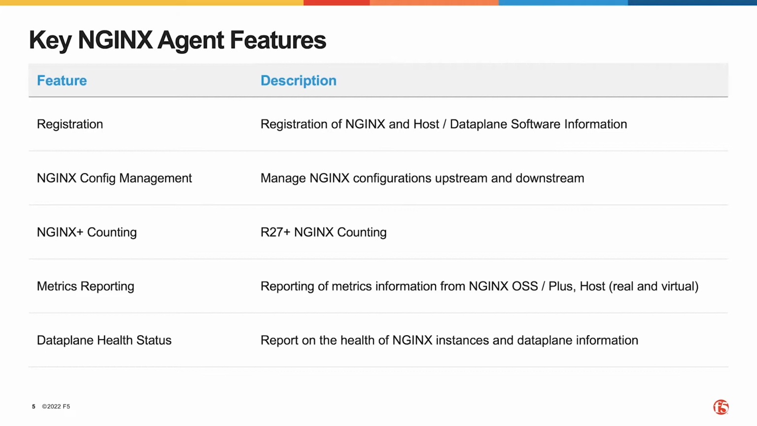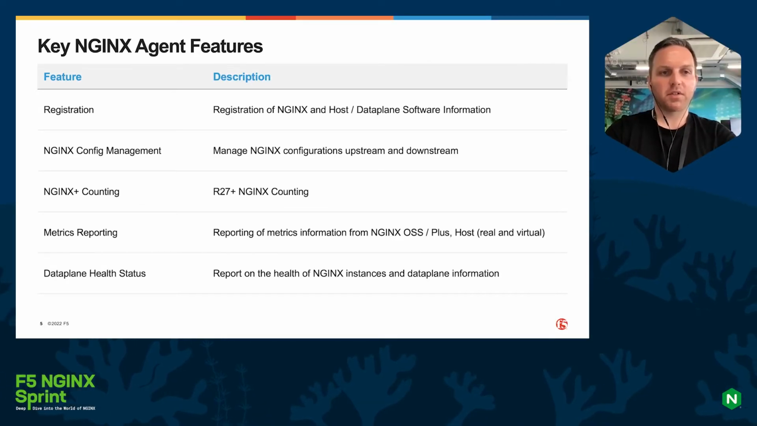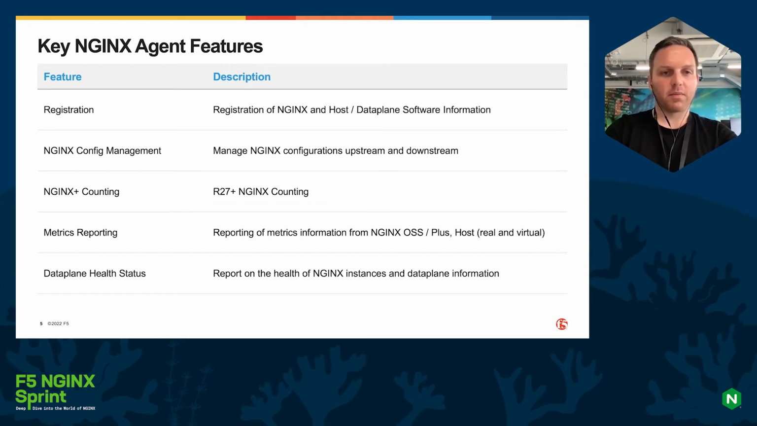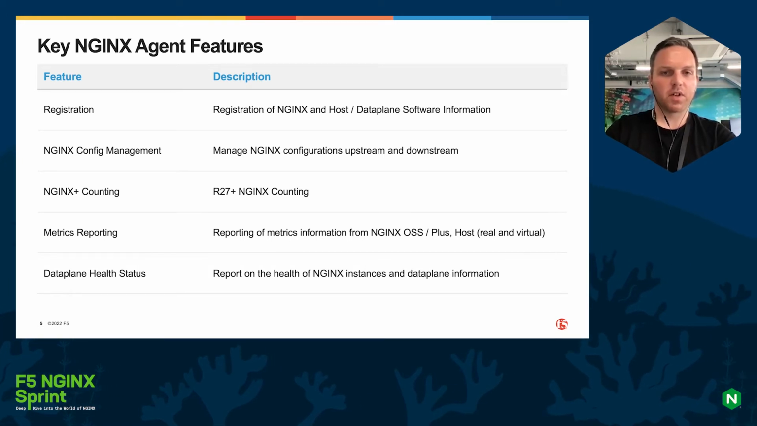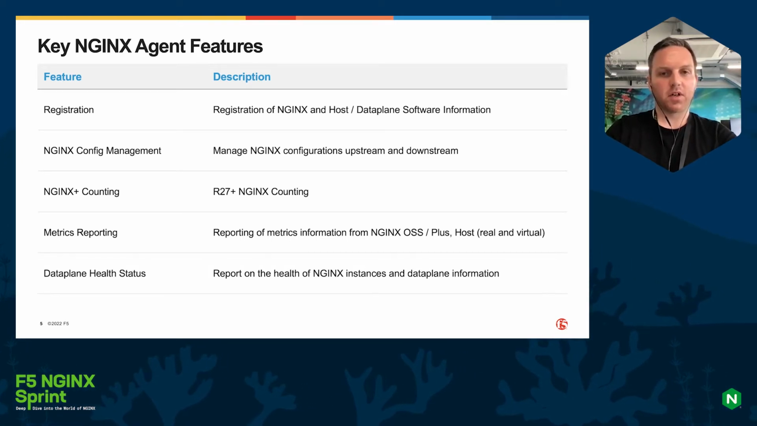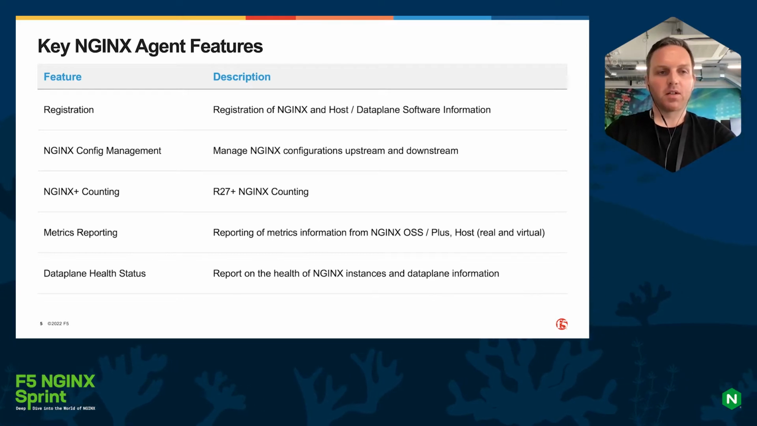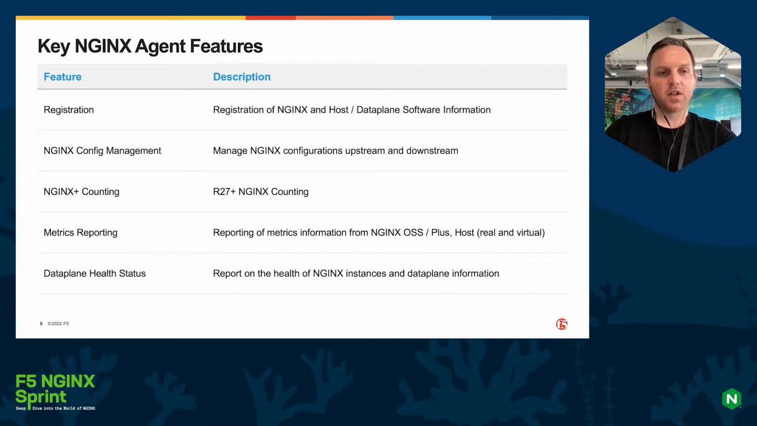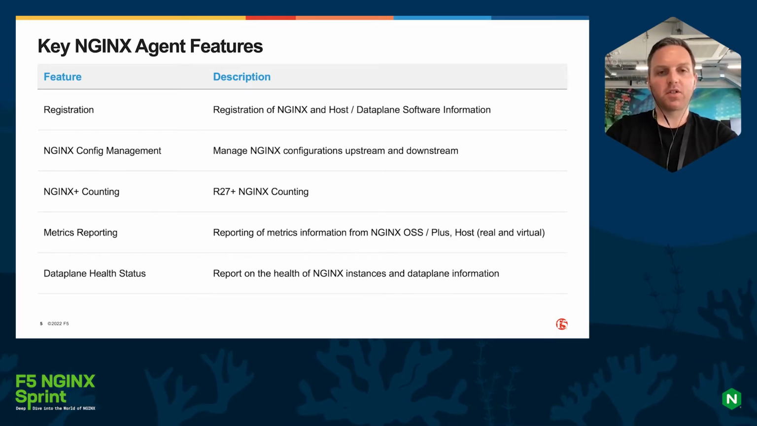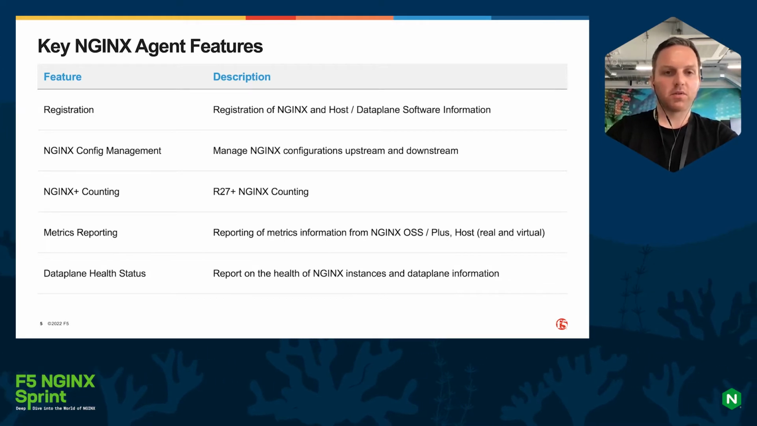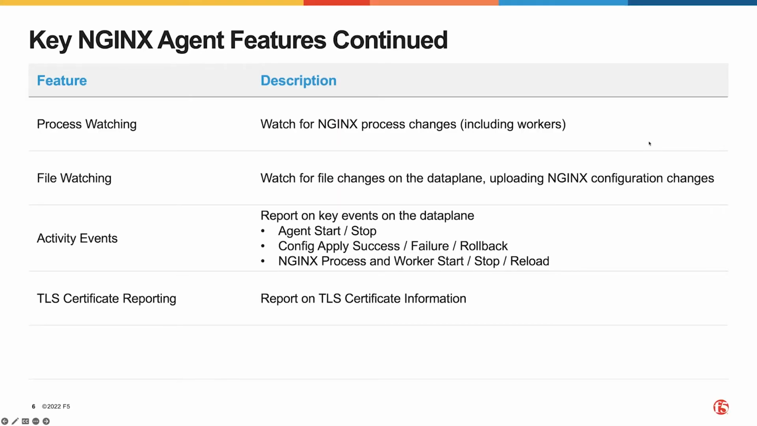As of NGINX R27 and above, it supports NGINX Plus counting. It reports on metrics information from NGINX OSS and Plus, the host, real and virtual, so Docker and OCI metrics, which is Open Container Initiative. It reports on the data plane health, so whether it's running, the health of the NGINX instances, and some additional host information. It provides process watching capabilities to monitor NGINX process changes, including workers.